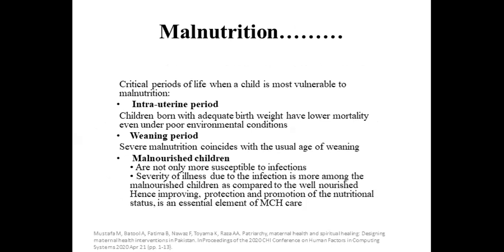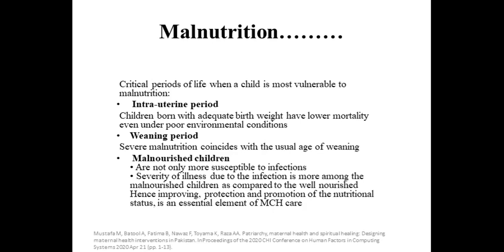If we look at the critical periods of life when a child is most vulnerable to malnutrition, they include the intrauterine period, when children born with adequate birth weight have lower mortality even with poor environmental conditions. Then the weaning period, when severe malnutrition coincides with the usual age of weaning. Malnourished children are not only susceptible to infection, but the severity of illness due to infection is also greater among malnourished children as compared to well-nourished children.